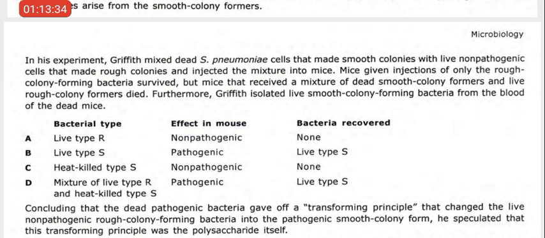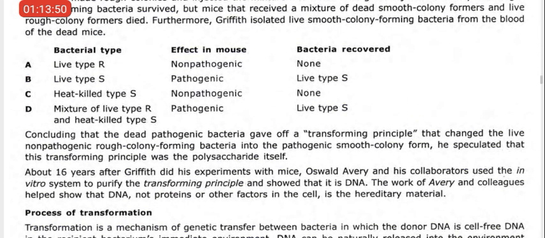Live type R, non-pathogenic. Live type S, pathogenic. Heat-killed type S, non-pathogenic. Mixture of live type R and heat-killed type S, pathogenic. Live type S recovered. Griffith concluded that the dead pathogenic bacteria gave off a transforming principle that changed the live non-pathogenic rough colony forming bacteria into the pathogenic smooth colony form. He speculated that his transforming principle was the polysaccharide itself.